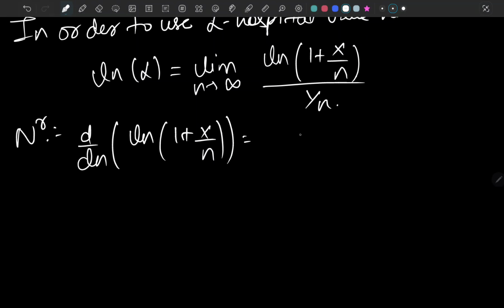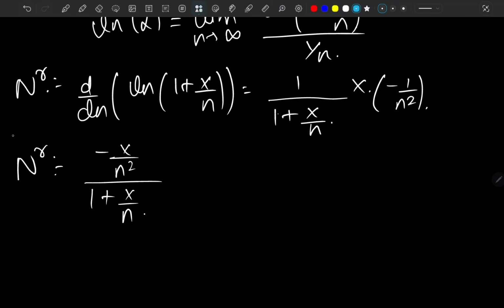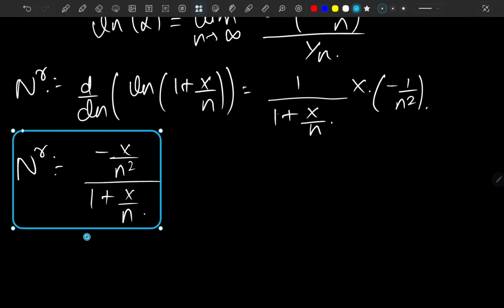So if we take the derivative, it's 1 over 1 plus x over n, and with the chain rule we can say that it's x times the derivative of 1 over n, that is negative of 1 over n squared, right? Okay, so basically the numerator comes out to be negative x over n squared over 1 plus x over n, right? So let me just cover it in a parenthesis like this.